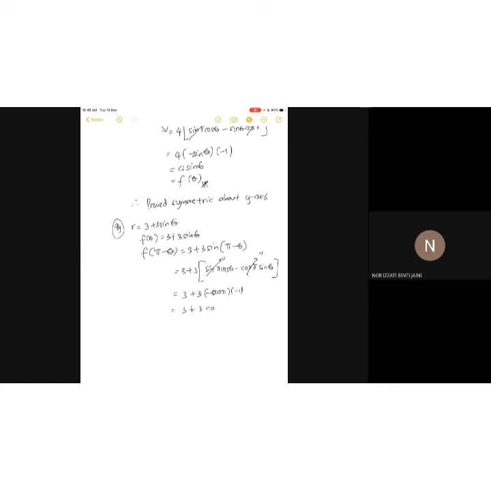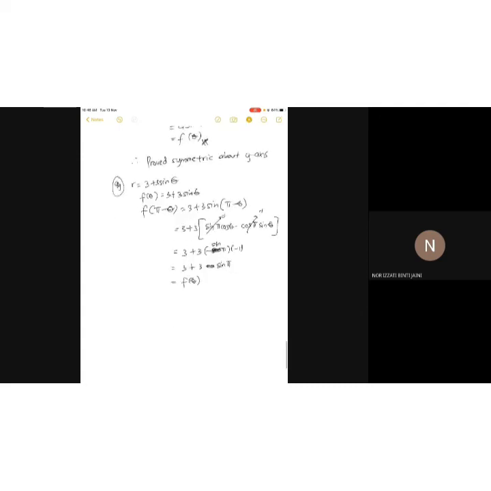Sorry. Cos tolak sin. Okay, so again prove symmetric about y-axis.